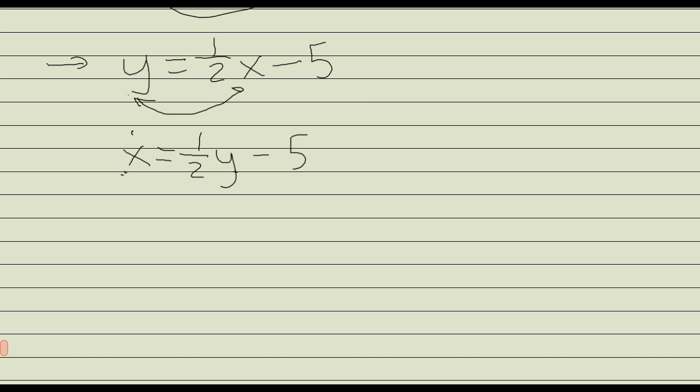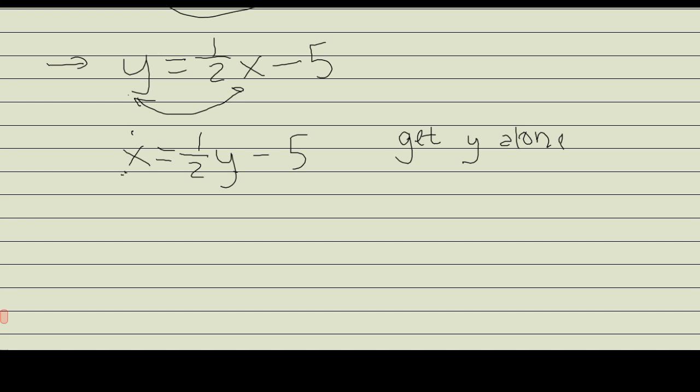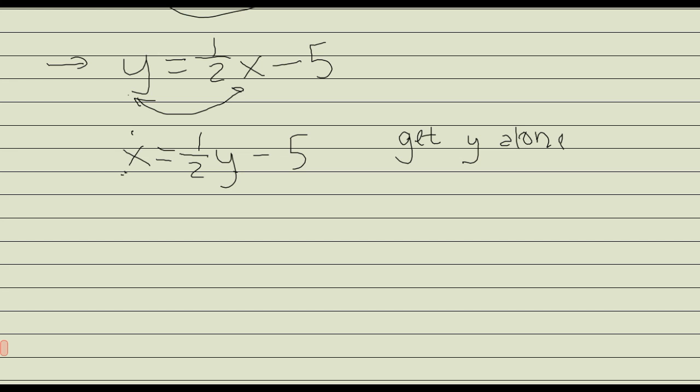And now my task to find the inverse, all I have to do now is get y alone. So once I've flipped them, I just want to get y alone again. We're going to do this just by what we usually do, which is balancing equations. And so I'm going to add 5 to both sides. Okay, and that's my first step. And I'm going to get x plus 5 equals 1/2 y.